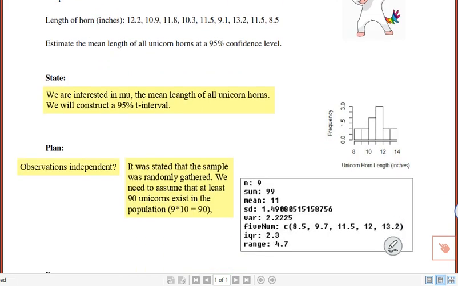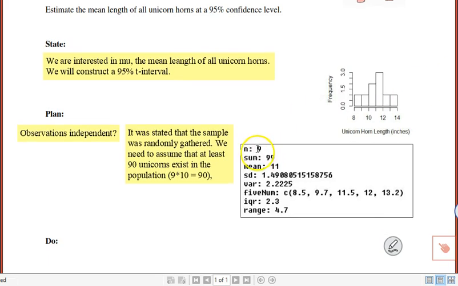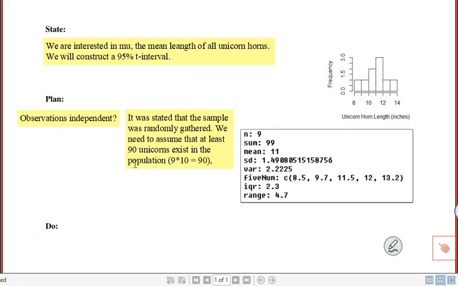And then we have to make an assumption here that we want to be sampling from a large population. For our 9 unicorns that we've observed, we need to be able to assume that they are sampled from a large population. Our definition of large is at least 10 times bigger than this. So we have to be able to assume that there's at least 90 unicorns in existence. For now, we're going to make that assumption and then move on.